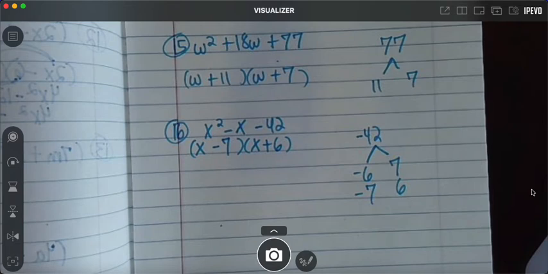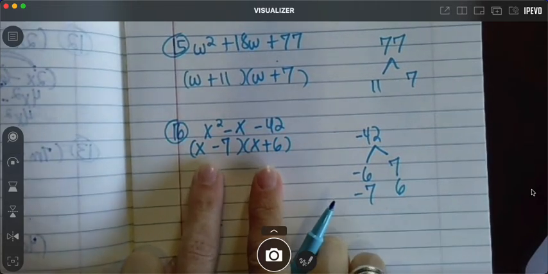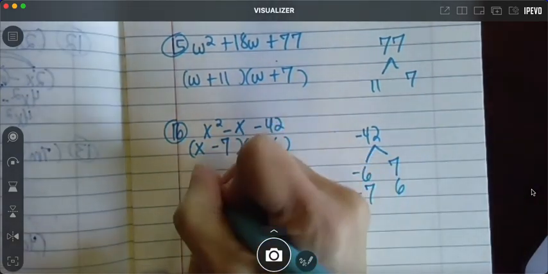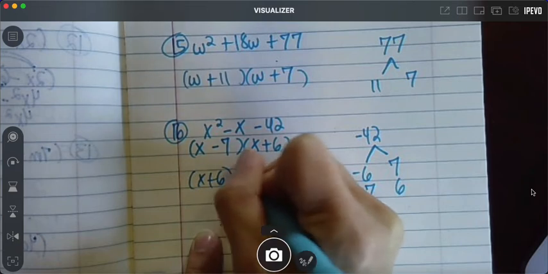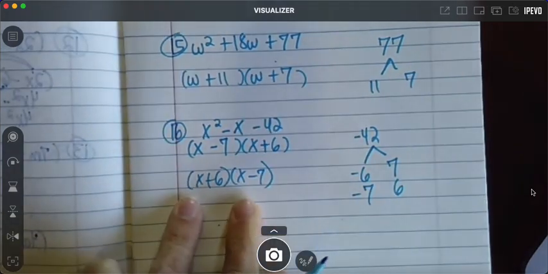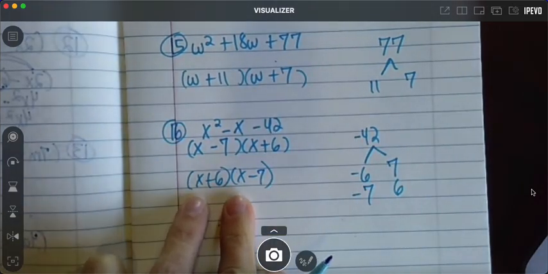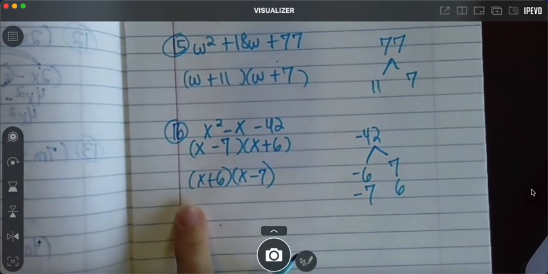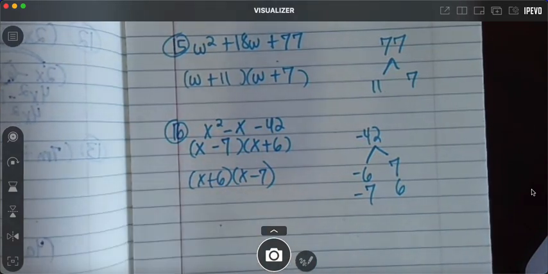Does it matter which order you put them in? No. You just have to know your answer choices that match. Well, that one does match A. But say you had done this. You would just have to know that that's the same thing as answer choice A. Okay? Because you're looking, which one has a positive 6 and a negative 7? No matter the order, that's what you're looking for.